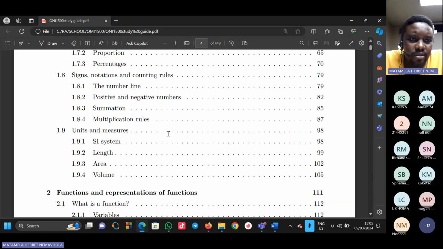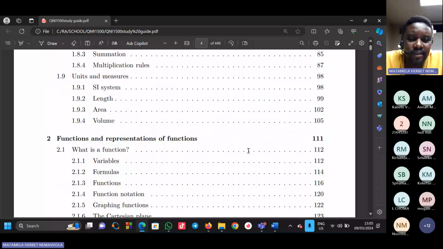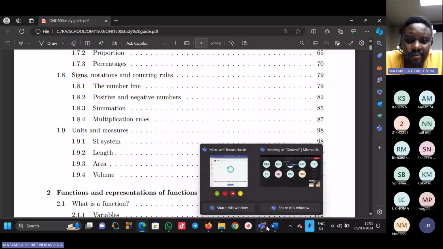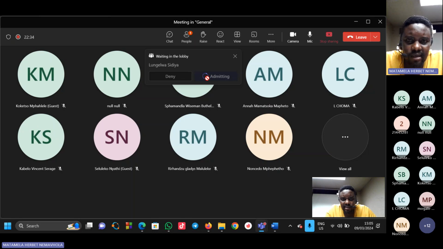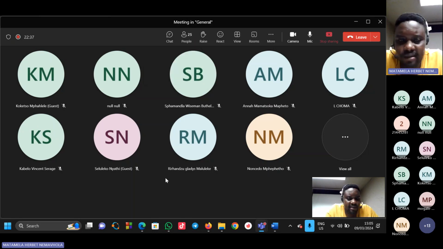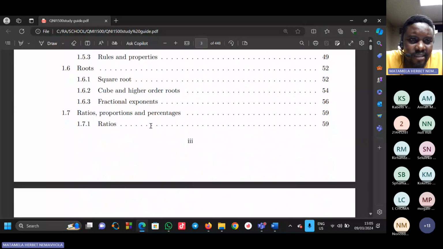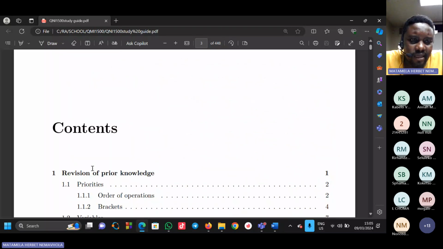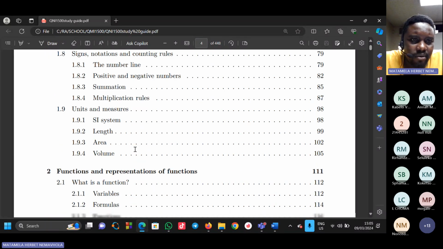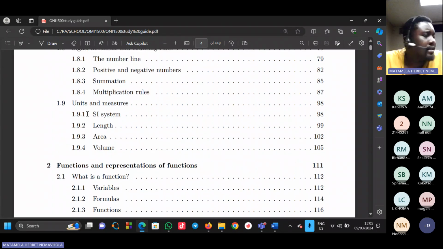Let's proceed. We were supposed to be doing mathematics of finance, but your assignment two won't be covering that, so I've decided to do what your assignment two is going to cover. We already have previous lessons for these chapters, and the videos are available if you need them. We're going to start with units and measurements: length, area and volume. Then we're going to go to SI units, which is about converting from meter to kilometer, and from millimeter to kilometer.